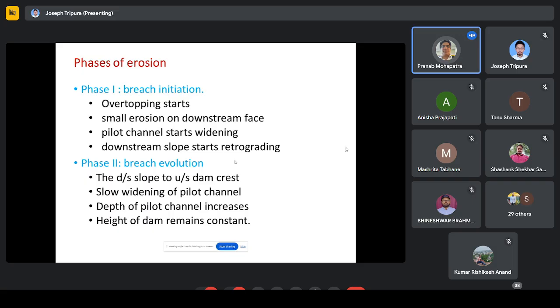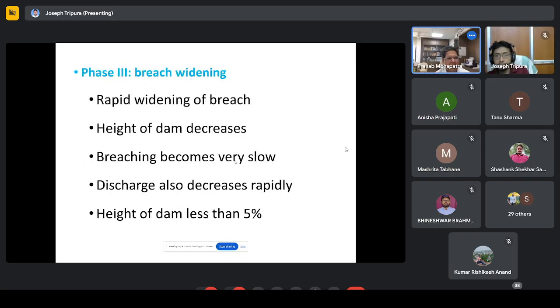Okay, and in the third phase, please go to the next. In the third phase, it is a rapid widening of the breach, and the height of the dam decreases. Please note here that in levee breach or dam breach, I am not very sure, but in levee breach, I'll tell you what was done in India and what was done in the US. In the US, there was Hurricane Katrina. It occurred in 2005. So one levee broke. It is similar to this kind of thing.